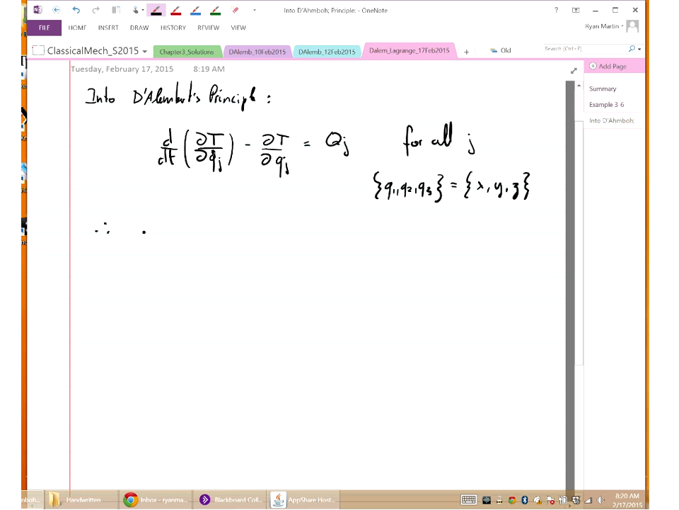So the first thing we need to do is d/dt of ∂T/∂q̇_j. So now I'm going to do when j equals 1. So that will be d/dt of ∂T/∂ẋ minus ∂T/∂x equals Q_x. Alright, so this is the first equation. Remember, D'Alembert's principle is true for all j. There's 3 possible j's for 3 degrees of freedom, and so then we write this out 3 times. So the first time we use q_j equals x, right?